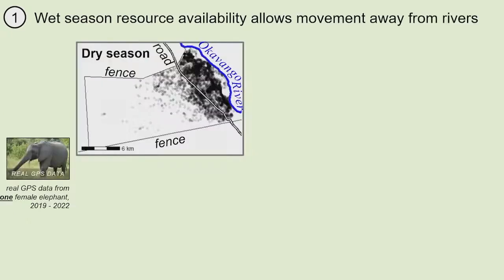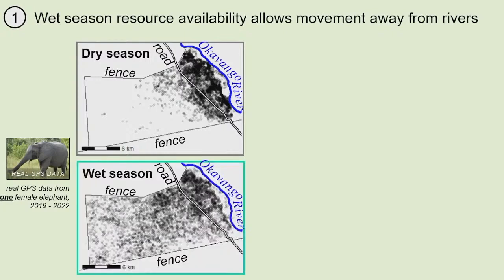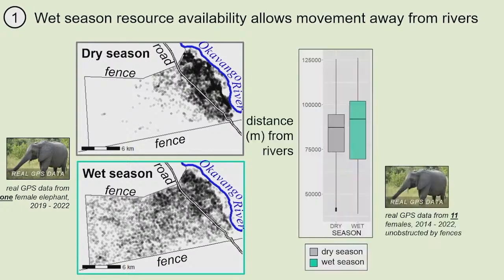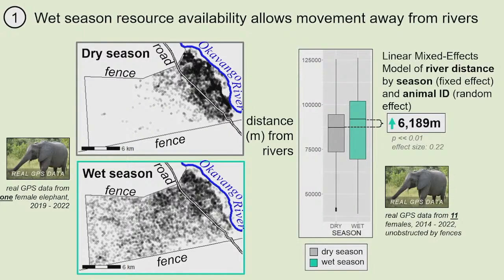We can do a similar analysis, but thinking about access to water. So elephants during the dry season really cluster around these water sources because they need to drink daily. But during the wet season, they can spread out over the landscape. So this is GPS data from one female elephant over 4 years. And you can see that she travels way further from the Okavango River during the wet season. But I will also point out, you see the fences are still restricting her movements. So again, we can look at a simple linear mixed effects model, looking at the distance from river as a function of season. We actually have an increase of 6,000 meters, or about 6 kilometers.